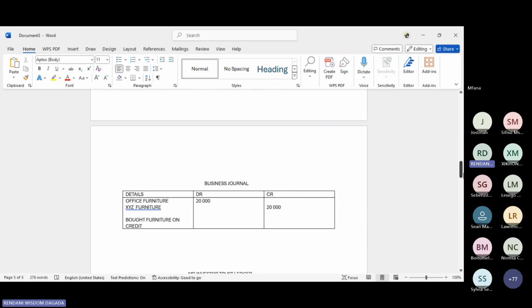Now, when you draft your business journal, you always start with the object that you bought, followed by the company. So the object is always debit and the company is always credit. Right. That's it. Okay, got it. Awesome. Any other questions before we do that one?